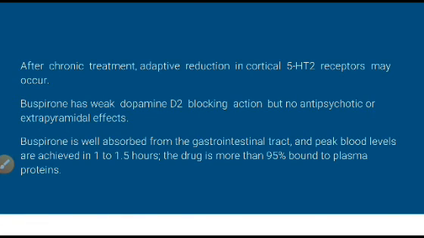Buspirone is well absorbed from the gastrointestinal tract and peak blood plasma levels are achieved in 1 to 1.5 hours. The drug is more than 95% bound to plasma proteins. Bioavailability is generally less than 5%. We can find extensive first pass metabolism, and the excretion is usually by urine and the feces.